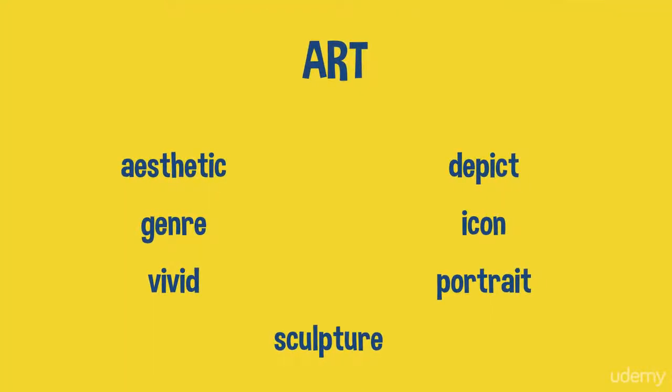So there are your 7 art words: aesthetic, depict, genre, icon, vivid, portrait, and sculpture.